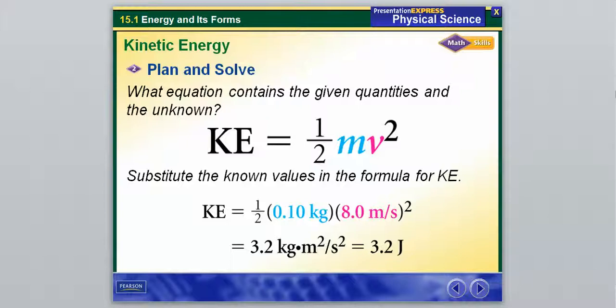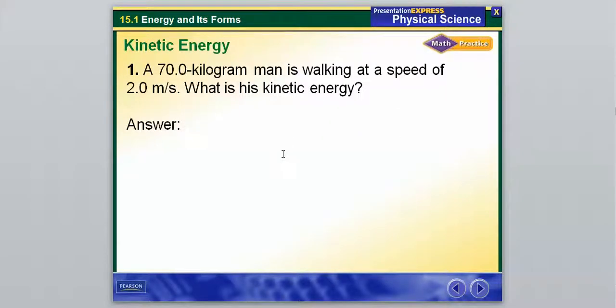So we have a couple problems to solve like usual. You can do these for extra credit, put them at the top of your quiz. Our first one says, a 70 kilogram man is walking at a speed of 2 meters per second. What is his kinetic energy? It's really similar to the last problem that they just showed there. So that's the first problem you can solve.